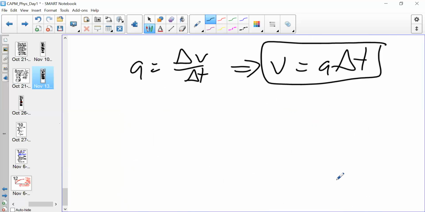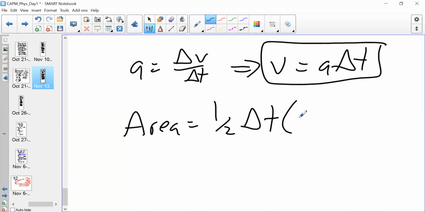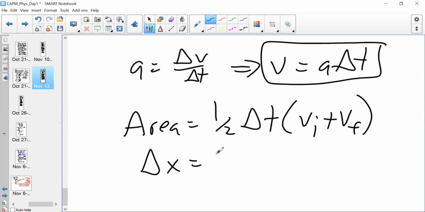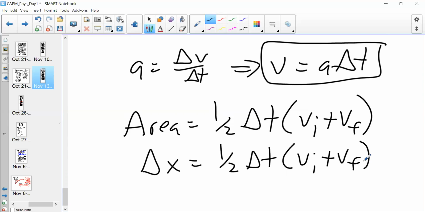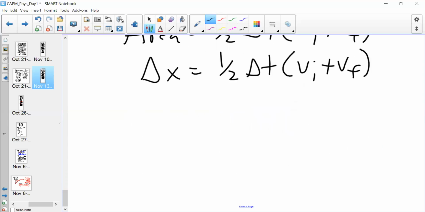So to be complete, the area that we took here is going to be 1/2 base delta t times the height, which is the sum vi plus vf. That area translates into a displacement. Delta x is 1/2 delta t times (vi plus vf). That's our fourth equation. Don't worry about it. If you didn't get it, I won't mark you off. So let's put them all together.